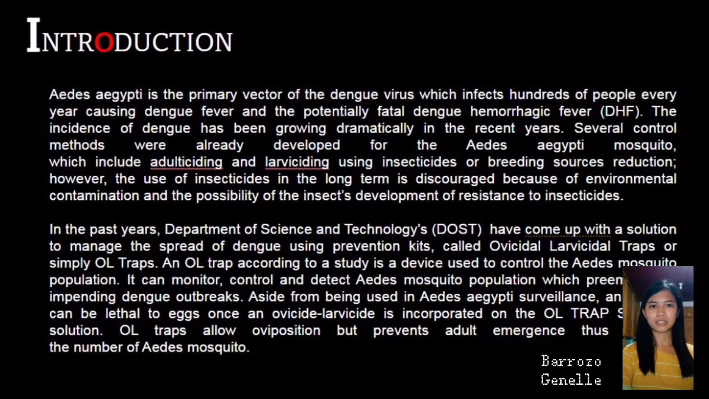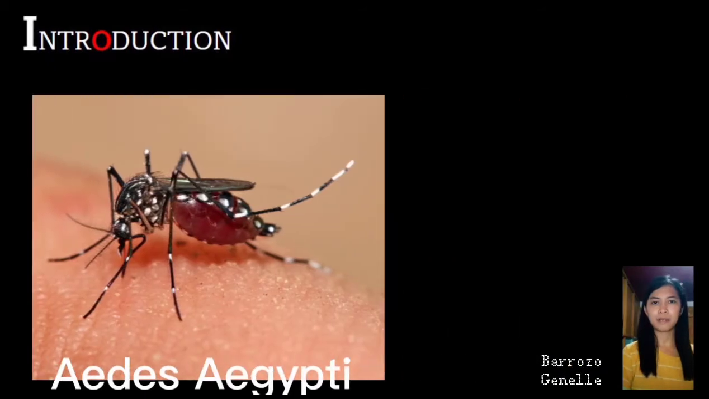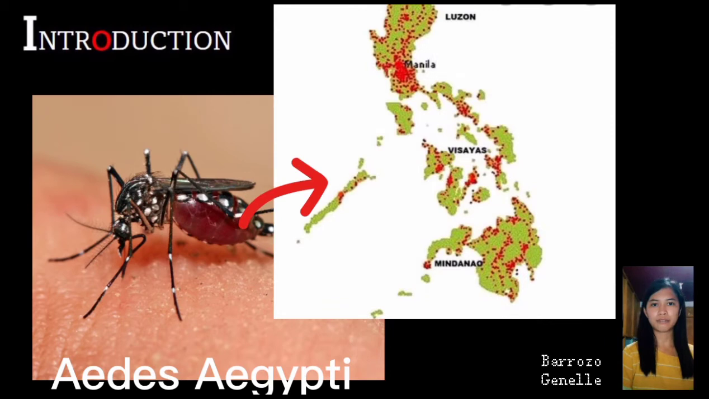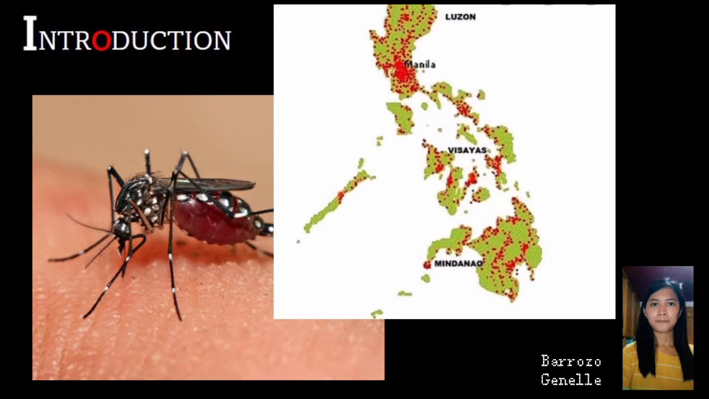For our introduction, Aedes aegypti is the primary vector of the dengue virus, which infects hundreds of people every year, causing dengue fever and the potentially fatal dengue hemorrhagic fever. The incidence of dengue has been growing dramatically in recent years.